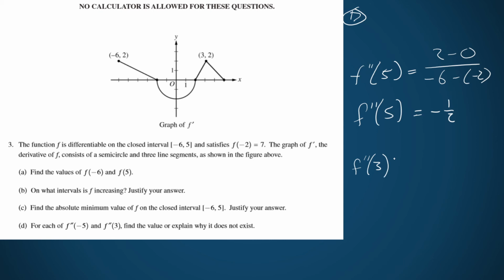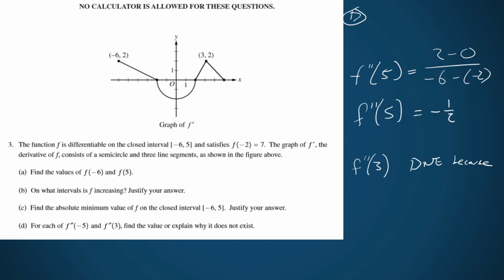It's 0. Not 0. Oh, wait. Oh, does not exist. We can write does not exist. Why? Because there is no slope at x equals 3. Can you prove it? Because it's sharp. Okay, you're on the right track.